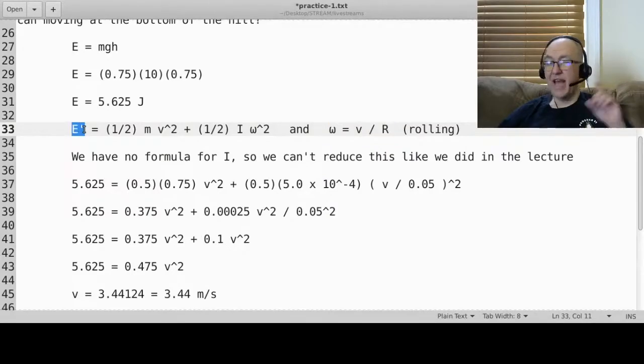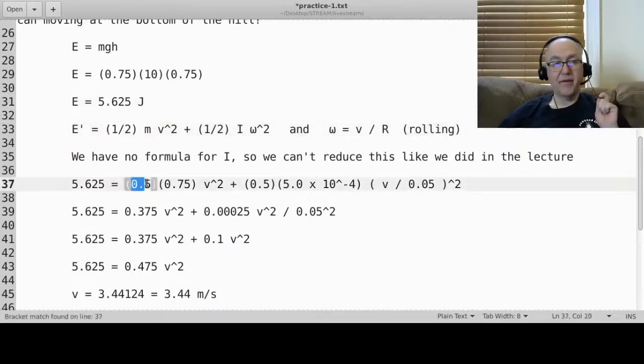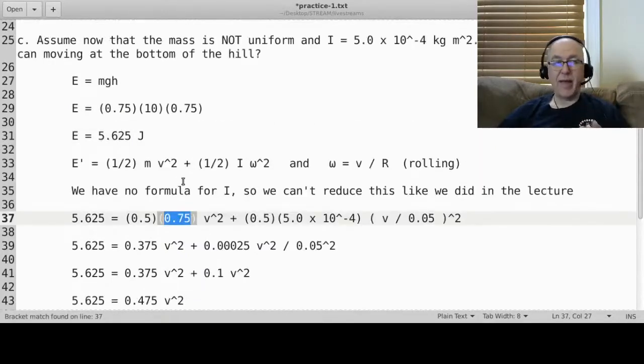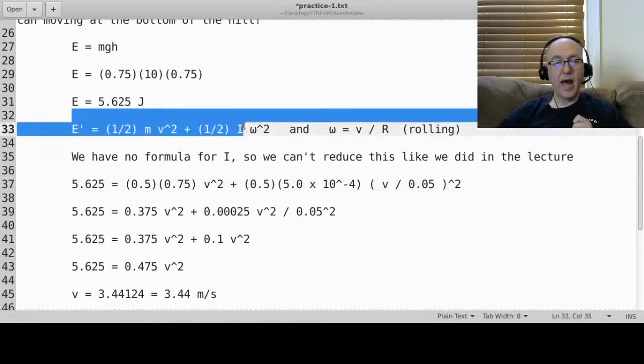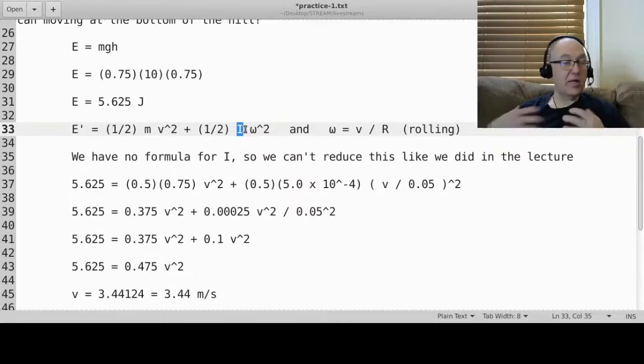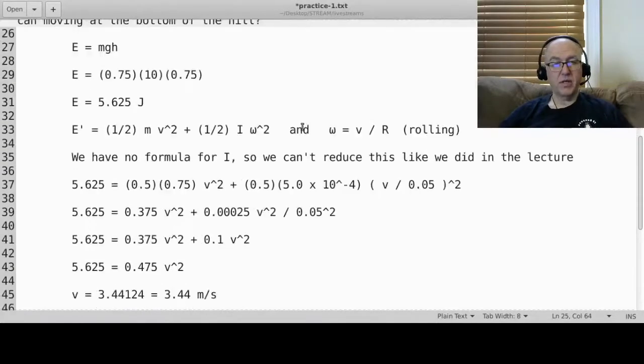Energy is conserved, so the energy after and the energy before are the same. There's the 5.625, so I put that in there. And there's the 1/2. The mass of this thing is 0.75 kilograms. I'm asking for the velocity: how fast is it going at the bottom of the hill? We don't know the velocity, so we just leave that alone as v squared, plus 1/2 I omega squared. Here's the 1/2. Now, I you can't calculate from a formula; I just gave it to you. There's the I: it's 5 times 10 to the minus 4 kilogram meters squared. So we're just going to put that in there.